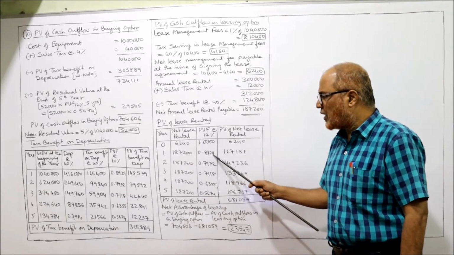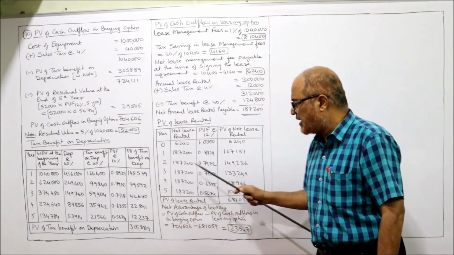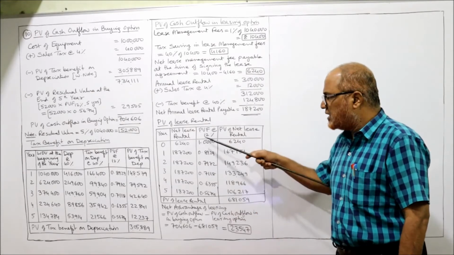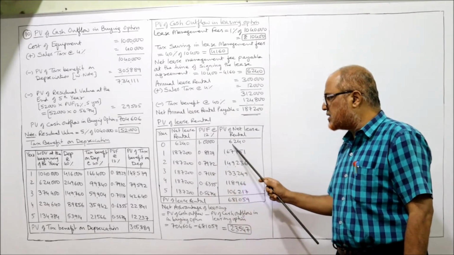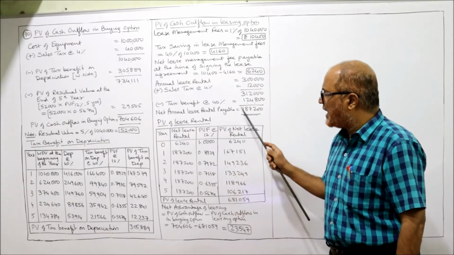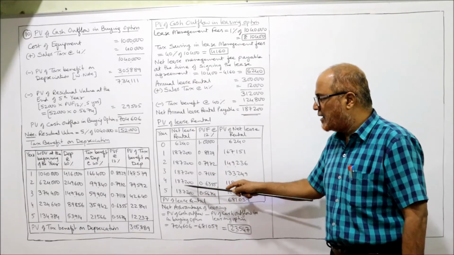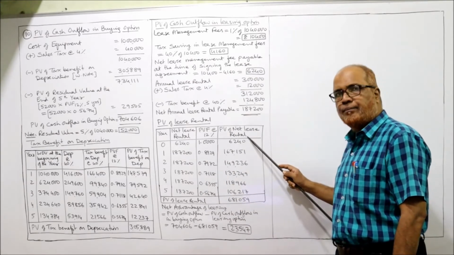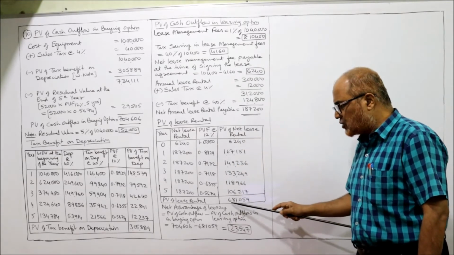Then for the first year 0.8929, same values I have written here: 0.8929, 0.7972, 0.7118, 0.6355, 0.5674. These are the PVA factors. Now multiply 6,240 into 1, 6,240. First year, second year, up to 5 years, the same 1,87,200 is the net lease rental. Multiply with the PV factors to get the present value of the net lease rental. Now take the total.